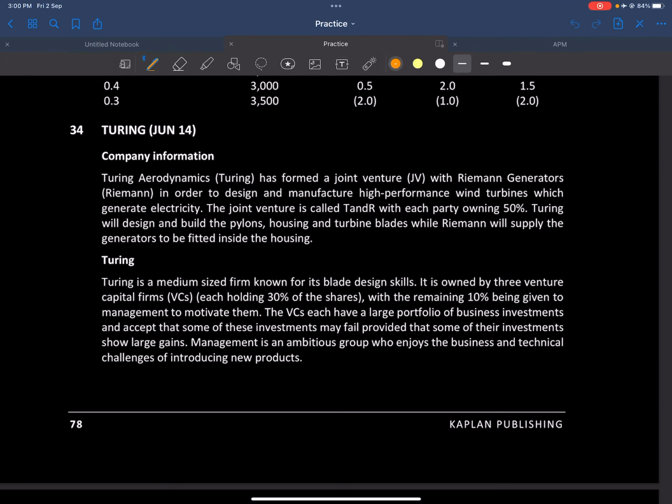Hello everyone, let's do this particular question called Turing. So what is Turing? Let's talk about the company information first of all. So the background is given to us. What is it? Turing is a joint venture.